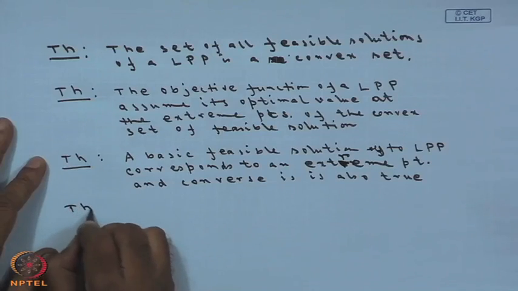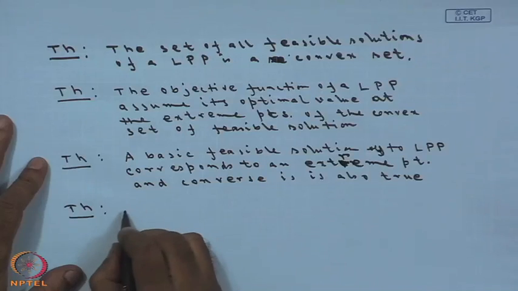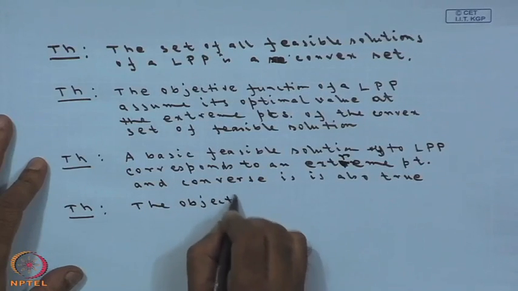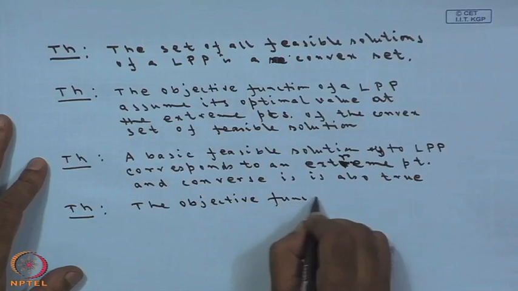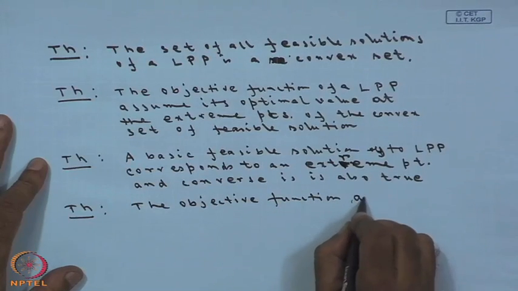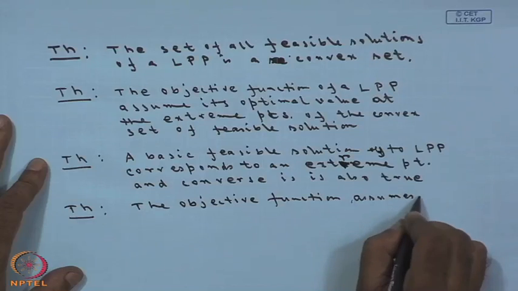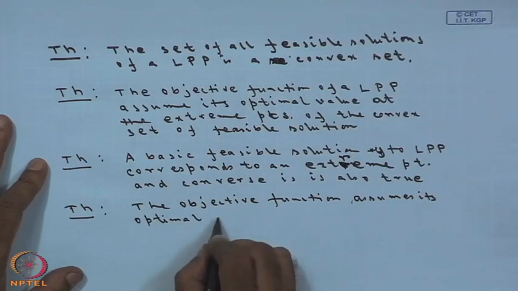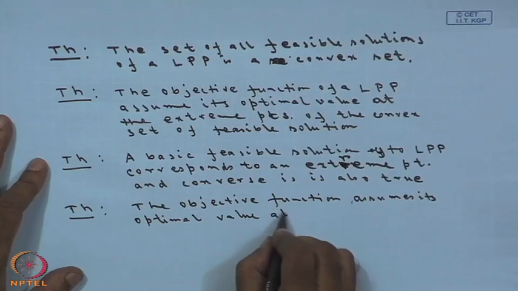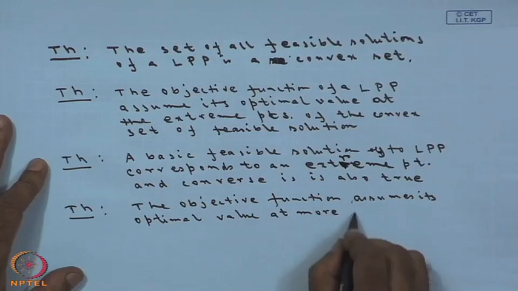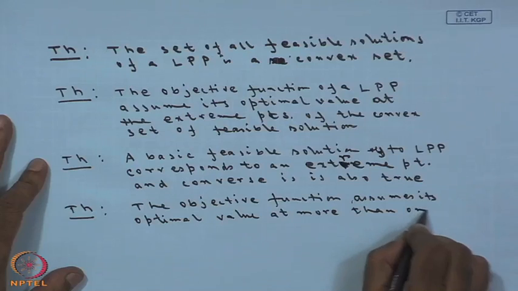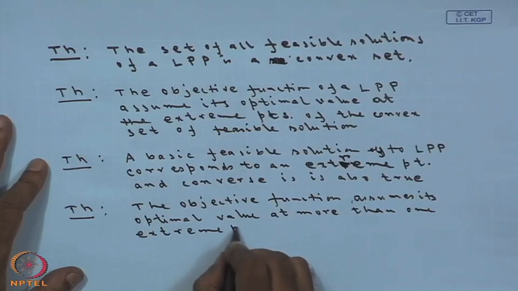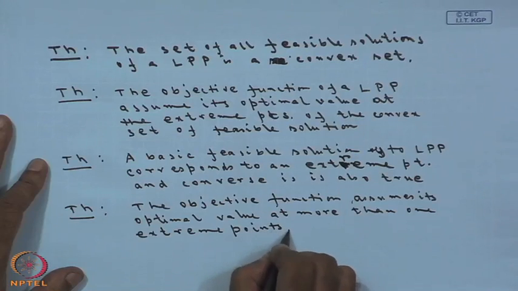The number 4 is the objective function assumes its optimal value at more than one extreme point.